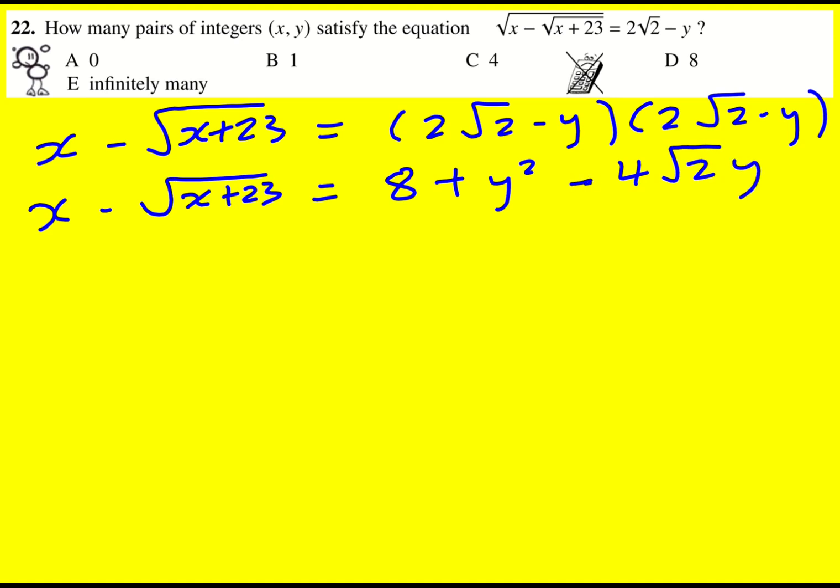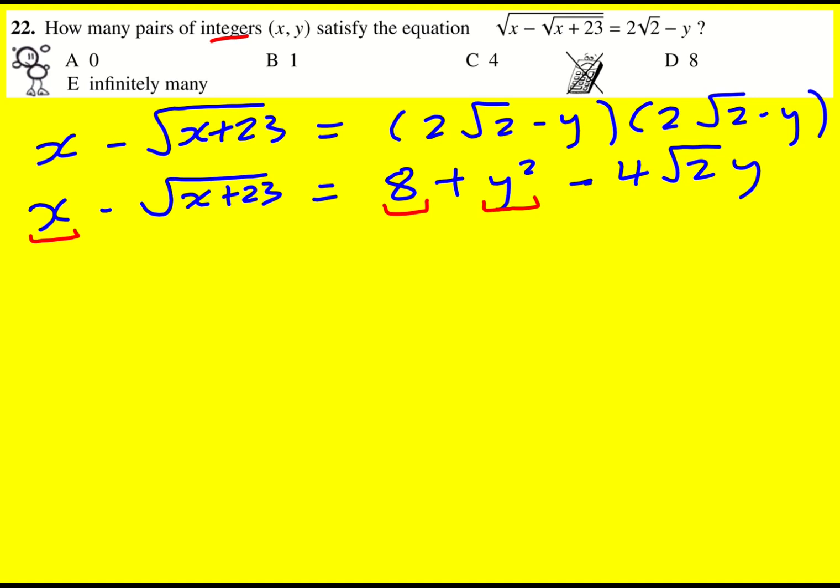Okay, and this is a little bit nicer. We got rid of the root. Yes, there's an extra term over here, but actually this is now going to be our route to solving this problem, because we're only interested in pairs of integers x and y. Now, x is definitely an integer, 8 is definitely an integer, and y squared is definitely an integer, because I'm only interested in integers x and y.